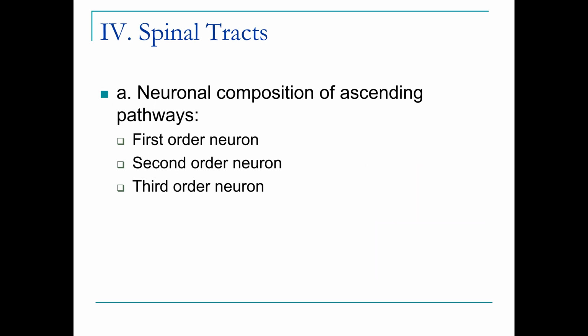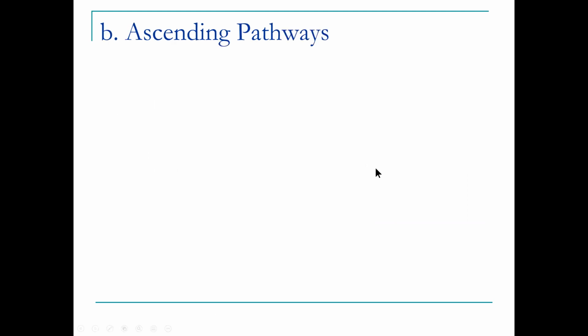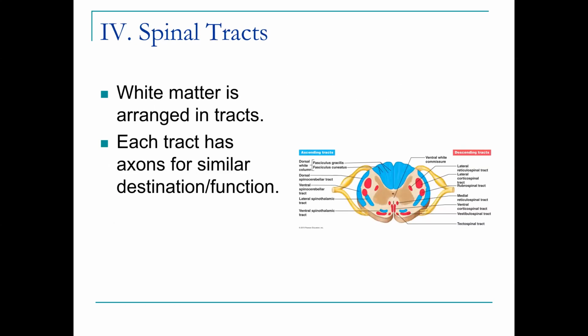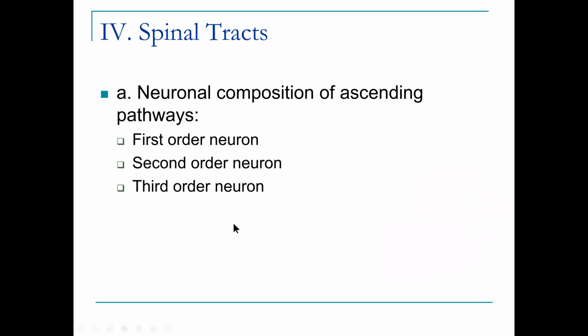We have ordered neurons. This is how we can describe neurons in an ascending pathway. A first order neuron is usually a sensory neuron. A second order neuron is usually a connecting interneuron. And the third order neuron is going to go up from someplace, usually the thalamus, up to the cerebrum.